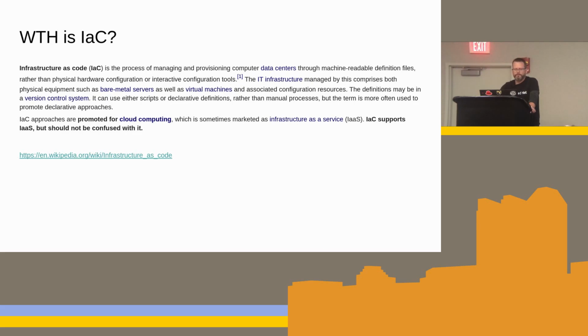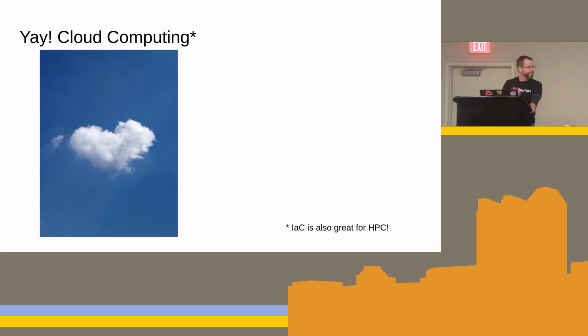and there are different levels of IAC. It's often confused with infrastructure as a service. As we'll see when we go through the demo, they are pretty much the same thing, but they're just at different levels. Okay, so yay, there's a heart-shaped cloud. But this also works well for high-performance computing. I think if you get the gist of what I'm talking about, you'll be able to adapt it to your specialty.